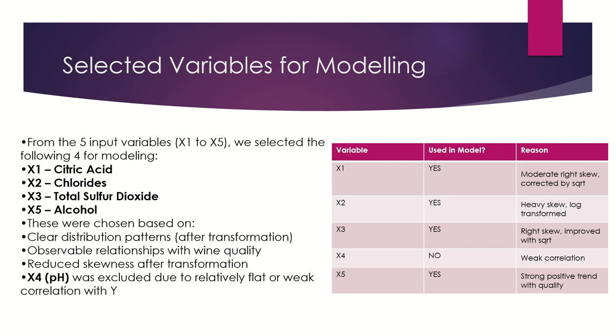Selected variables for modeling. From the five input variables x1 to x5, we selected the following four for modeling: x1 citric acid, x2 chlorides, x3 sulfur dioxide, x5 alcohol. These were chosen based on clear distribution patterns, observable relationship with wine quality, and reduced skewness after transformation. X4 pH was excluded due to relatively flat or weak correlation with y.